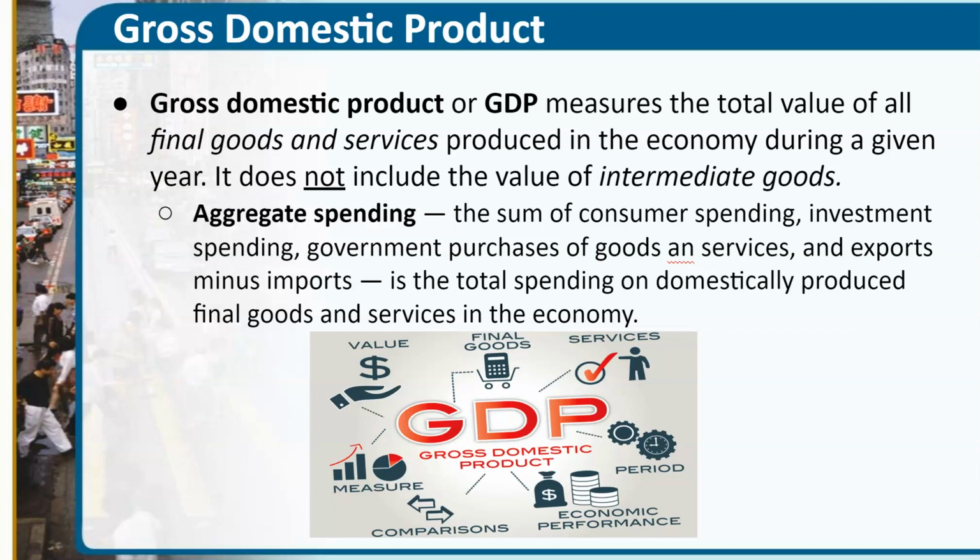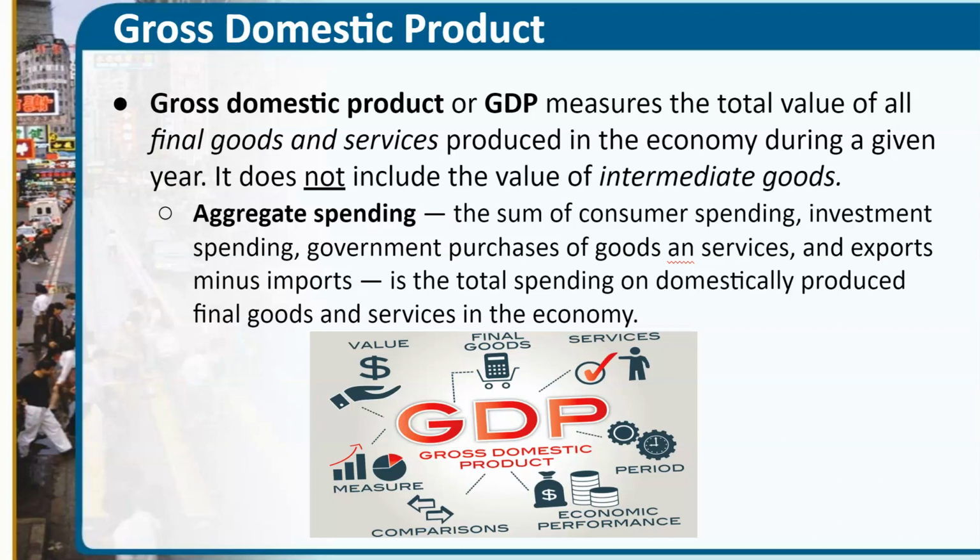So aggregate spending, what we really see here in terms of measuring the health of the economy is this idea of how much are consumers spending, how much are businesses spending, how much is the government spending, and then what are we exporting outside of the country versus what we're bringing in.